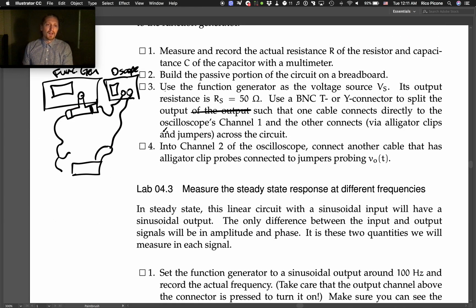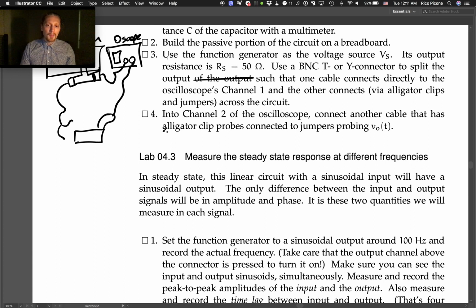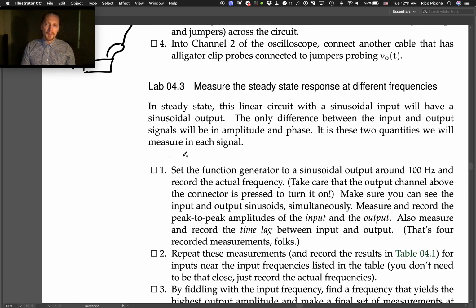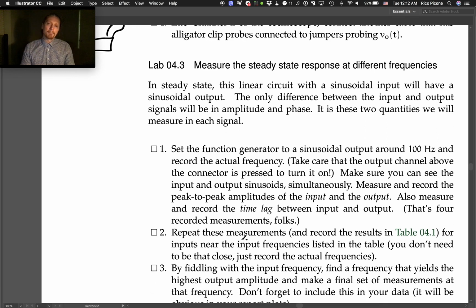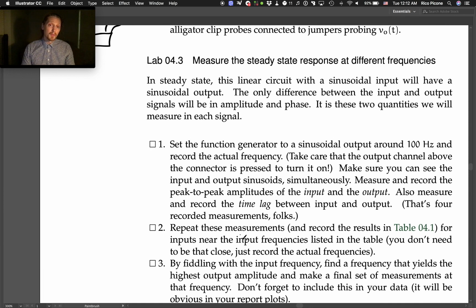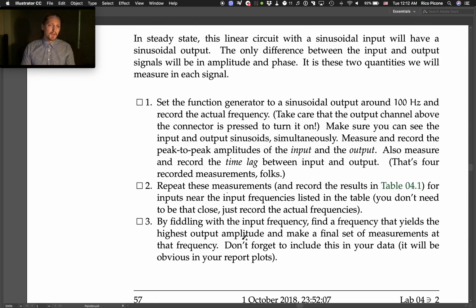Okay. When it's set up properly, we're going to measure the steady state response at different frequencies. So it's a linear circuit. There's a sinusoidal input, and you're going to get a sinusoidal output, remember, at the same frequency as the input. The only difference between the input and output is the amplitude and phase, right? We've gone through this whole discussion of that. These are the two quantities that we will be measuring, specifically the amplitudes and the phases.